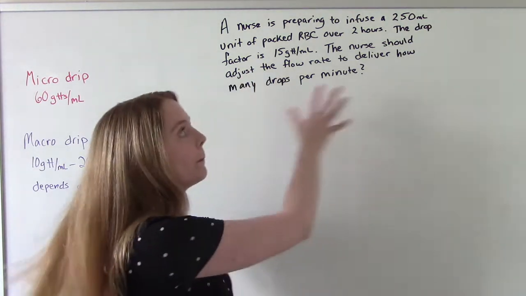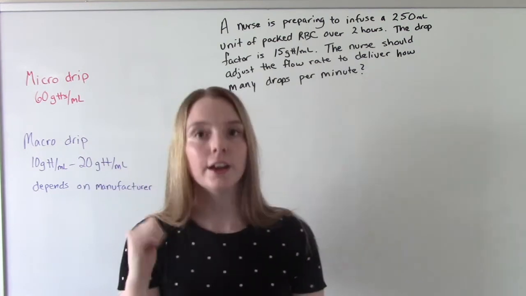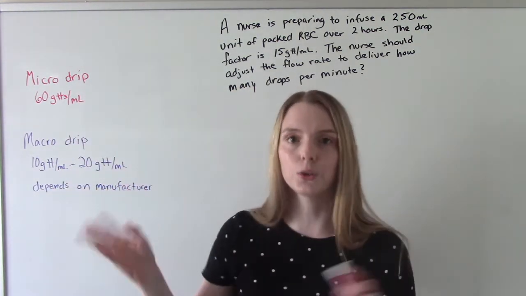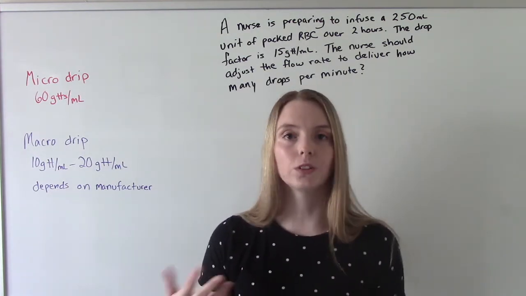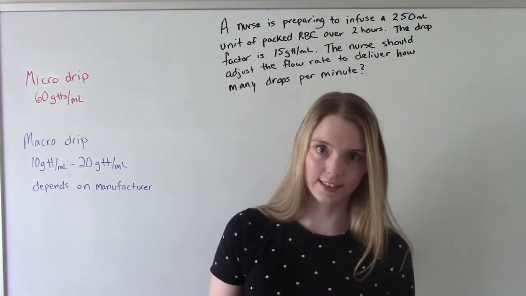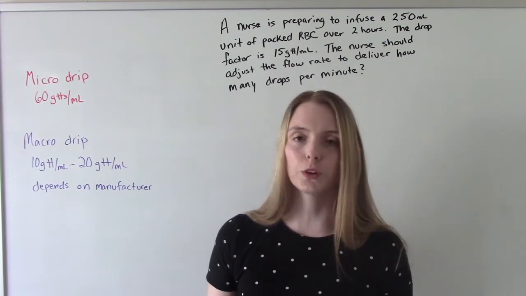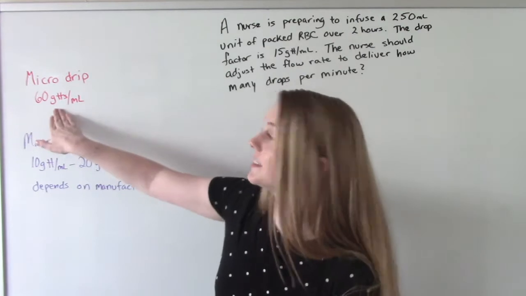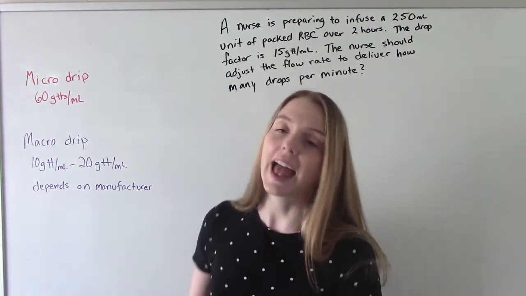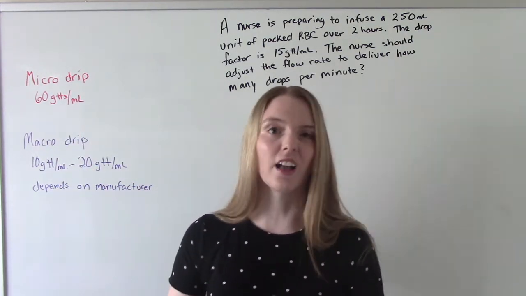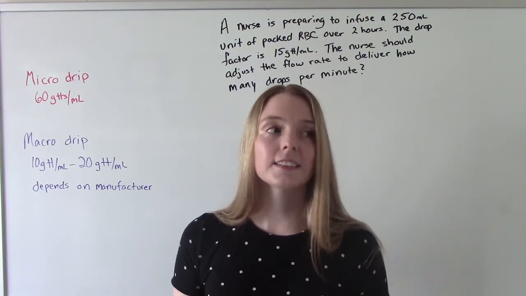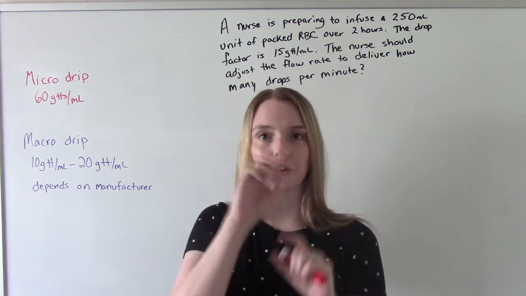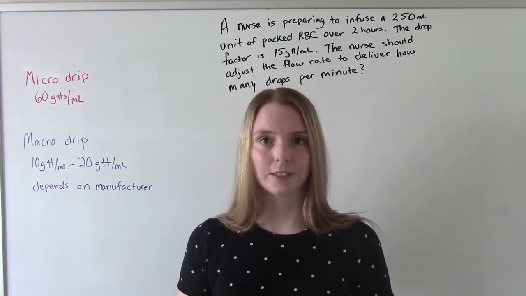When it comes to math questions related to these, usually in the question it will tell you the 60, the 10, the 20, the 15. Okay? Usually it will tell you. If it does not tell you, because sometimes it doesn't, if it just refers to the tubing as micro drip or macro drip, think 60 for micro and 10 for macro, unless otherwise stated. Sometimes there'll even be a picture of the packaging on the test, and then you'll be able to read it, and that's how you'll know the drip rate.